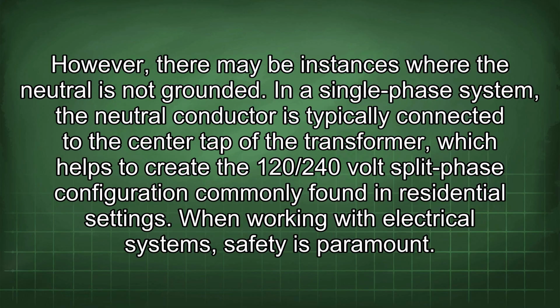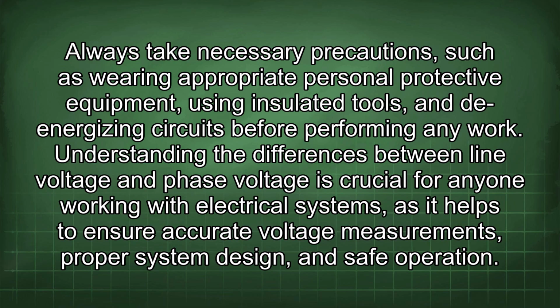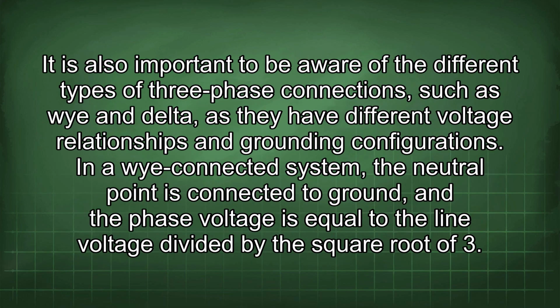When working with electrical systems, safety is paramount. Always take necessary precautions, such as wearing appropriate personal protective equipment, using insulated tools, and de-energizing circuits before performing any work. Understanding the differences between line voltage and phase voltage is crucial for anyone working with electrical systems, as it helps to ensure accurate voltage measurements, proper system design, and safe operation. It is also important to be aware of the different types of three-phase connections, such as Y and delta, as they have different voltage relationships and grounding configurations.